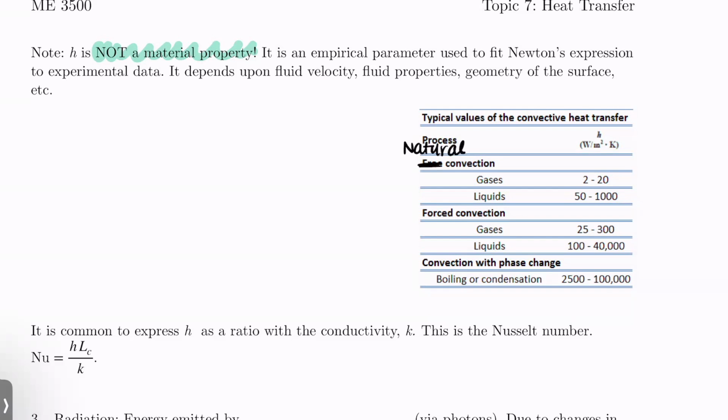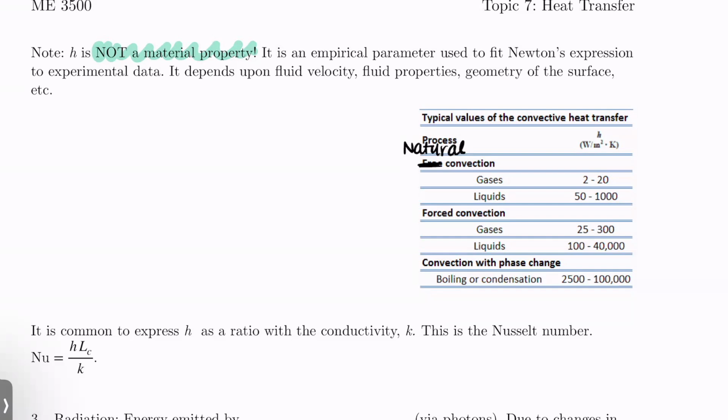So here you can see that for natural and forced convection, it's divided into gases and liquids. But there's a pretty big range of what H could be, especially for liquids, ranging from 50 to 1,000 or 100 to 40,000. So we're going to talk in just a minute about how we can be a little more specific about what H should be. But first, let's do a quick little example.